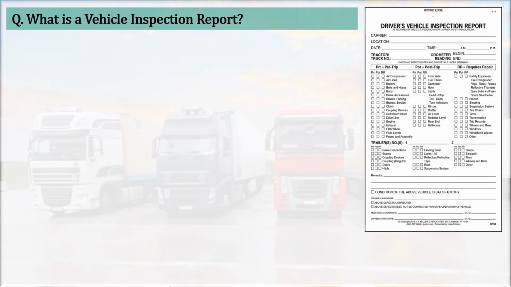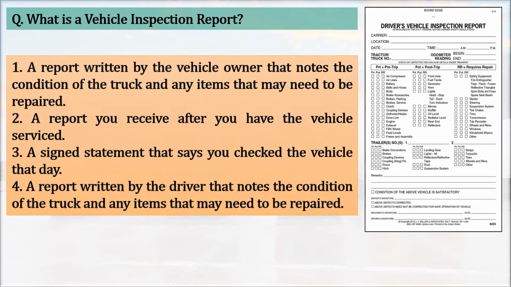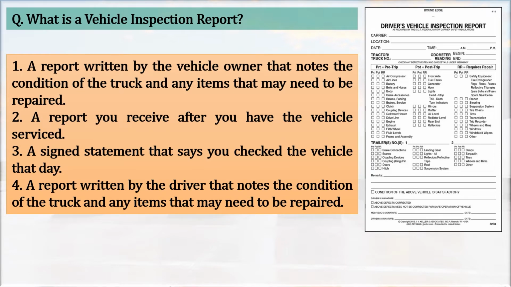Question: what is a vehicle inspection report? Option number 1, a report written by the vehicle owner that notes the condition of the truck and any items that may need to be repaired. Option number 2, a report you receive after you have the vehicle serviced. Option number 3, a signed statement that says you checked the vehicle that day. Option number 4, a report written by the driver that notes the condition of the truck and any items that may need to be repaired.